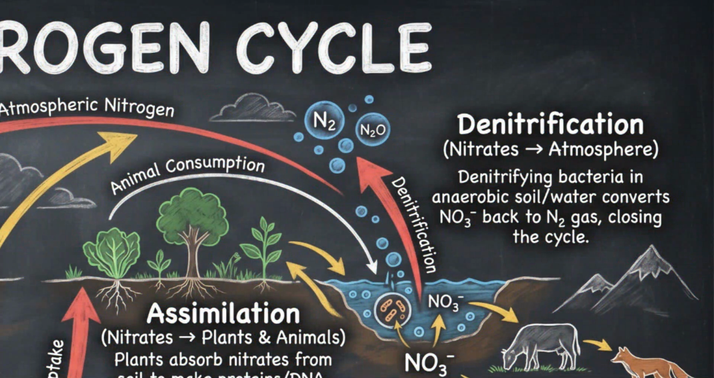Finally, to close the cycle, we have denitrification. In waterlogged or oxygen-poor soil, denitrifying bacteria convert nitrates back into nitrogen gas, which returns to the atmosphere. Some nitrous oxide is also released, a greenhouse gas. This step completes the loop and prevents nitrogen from accumulating indefinitely in the soil.